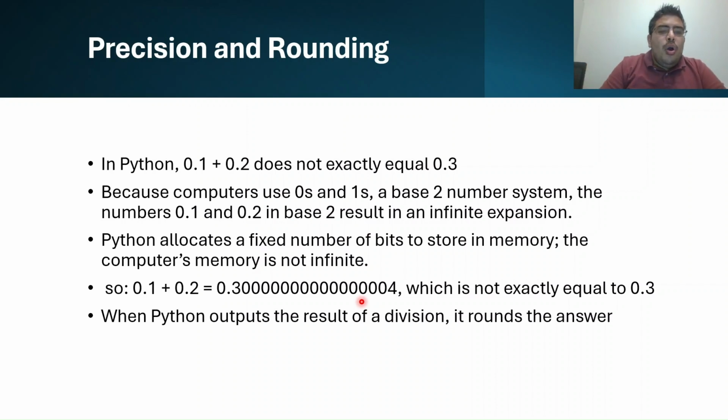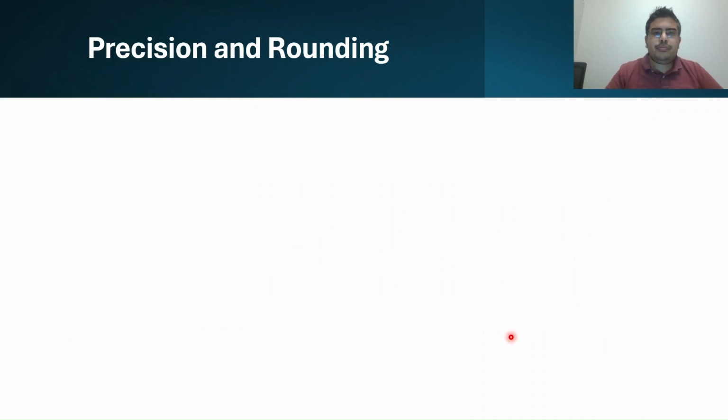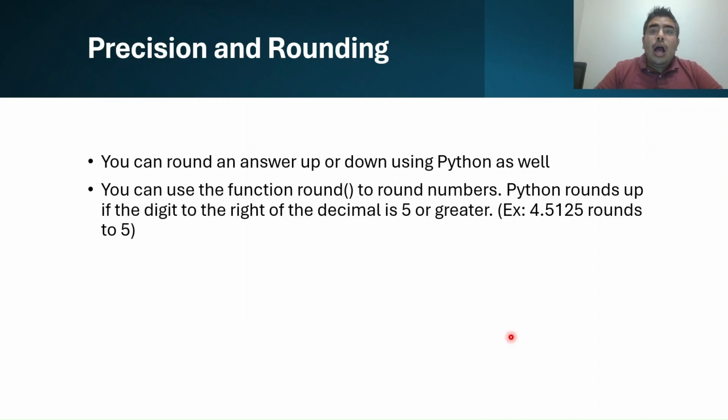When any computer outputs the result of a division, it cuts the answer at some point. It doesn't round the answer, but it cuts it at some point. However, we can do rounding ourselves using Python. You can round the answer up or down using Python. You would use the round function to round numbers. In this case, Python looks at the digit to the right of the decimal point. If that digit is 5 or greater, it'll round up.